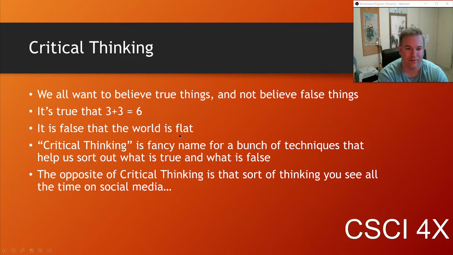All right, so critical thinking. Let's talk about this. We want to believe true things. We want to not believe false things. That's what critical thinking boils down to. It's not about being an ultra skeptic person, like, well, I don't believe that.